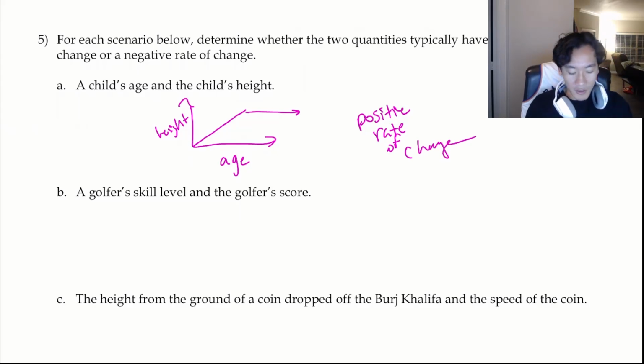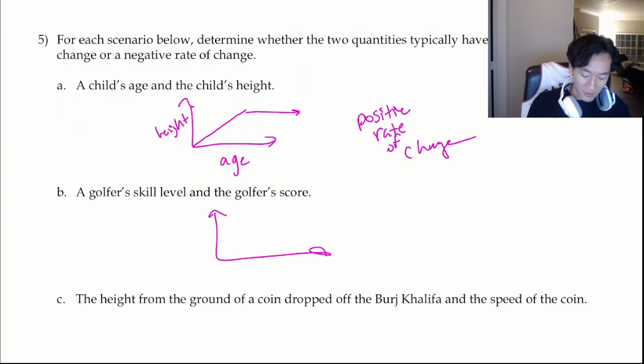Here's part B, a golfer's skill level and the golfer's score. My understanding of golf is that you want to do the least amount of strokes, right? The least amount of swings on a course. That shows how good you are, right? When you finally get it in the hole, with the least amount of strokes.